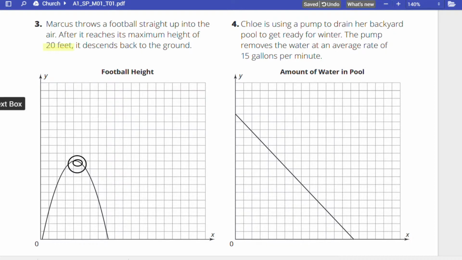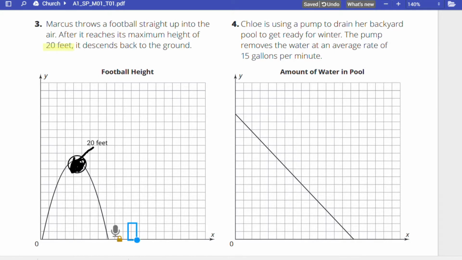So that would be about 20 feet. Okay, and then I'm going to make some assumptions here. So the 20 feet goes right here. And then I'm going to make some more assumptions.